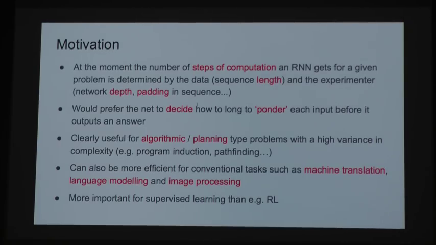And so there are certain things you can already do with a conventional neural network for sequence processing. You can add padding between the elements of the input. You can make the network deeper. Really, increasing the depth of a network, meaning the number of layers, or increasing the number of time steps it processes for, are in my view more or less the same thing. You're increasing the number of computational steps. But what I was really hoping for was a system where the network learns how long to think before it outputs an answer. And I think the main way this is most obviously useful is when you start looking at algorithmic or planning type problems.